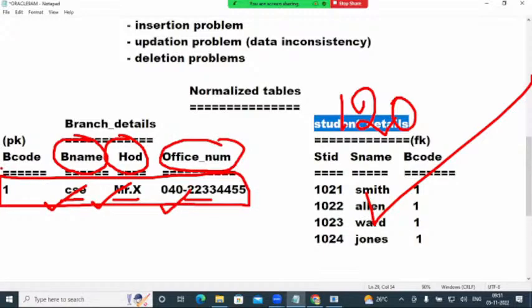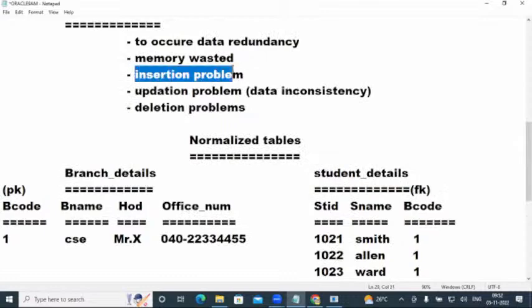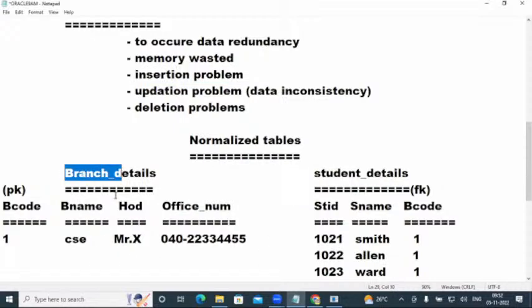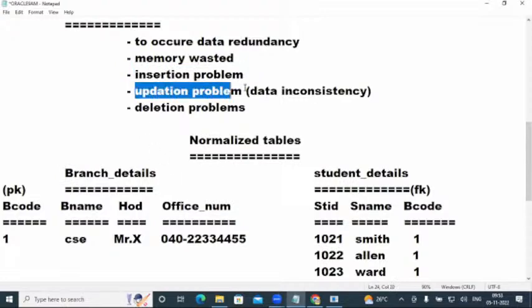So redundancies are reduced. That is the first advantage. When redundancy is reduced, memory is also saved, and less memory will be occupied. Next one: insertion. Happily you can insert any number of students, but that will not affect my branch. My branch name, HOD name, office number are only one-time, not repeated multiple times. So I don't have any problem with insertion. Next, updation.